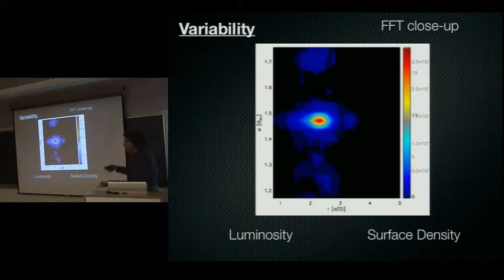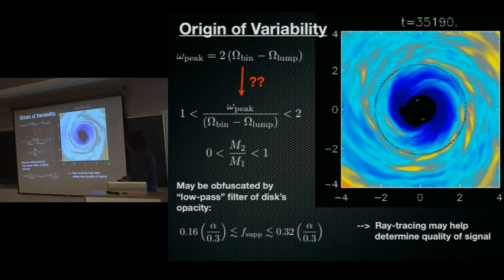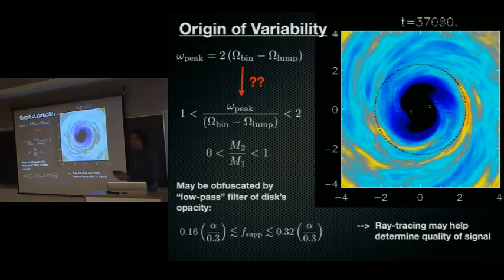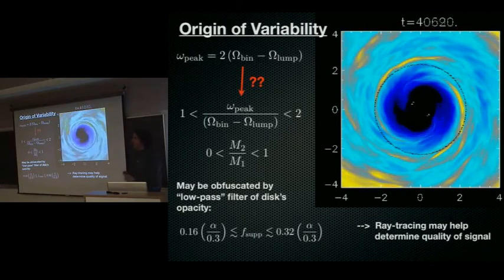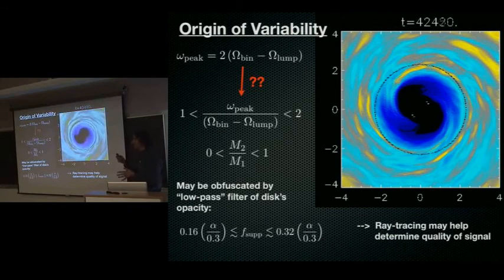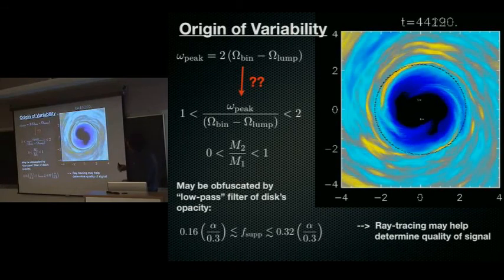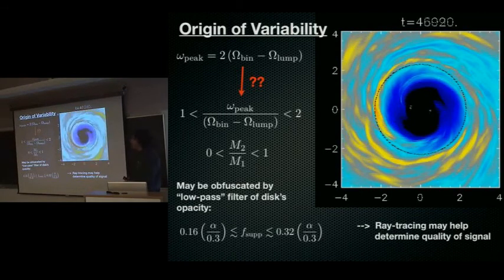And so it must have something to do with the surface density. So as we saw in previous slides, the luminosity follows those waves that form in the surface density. So it's got to be there. So precisely how, what's the origin of that frequency? Why is it 1.47 times omega bin? Why isn't it the frequency of the binary?